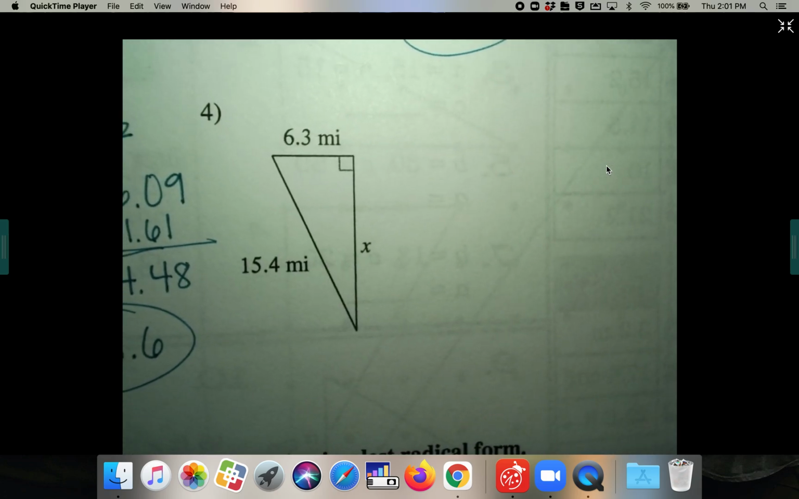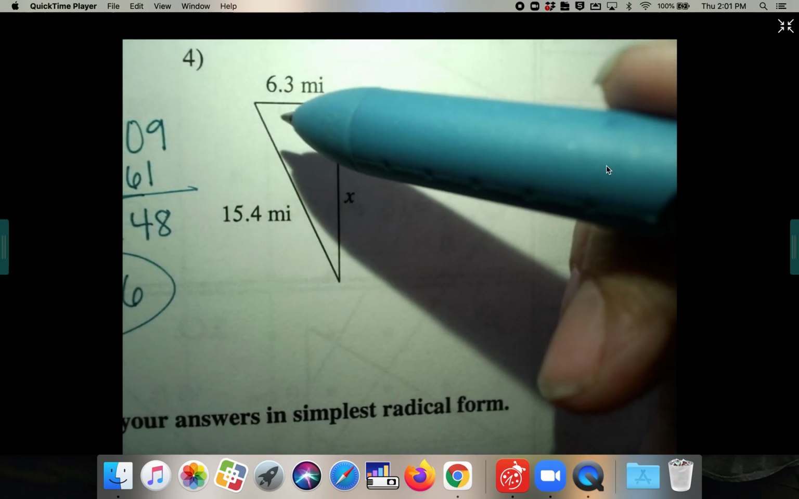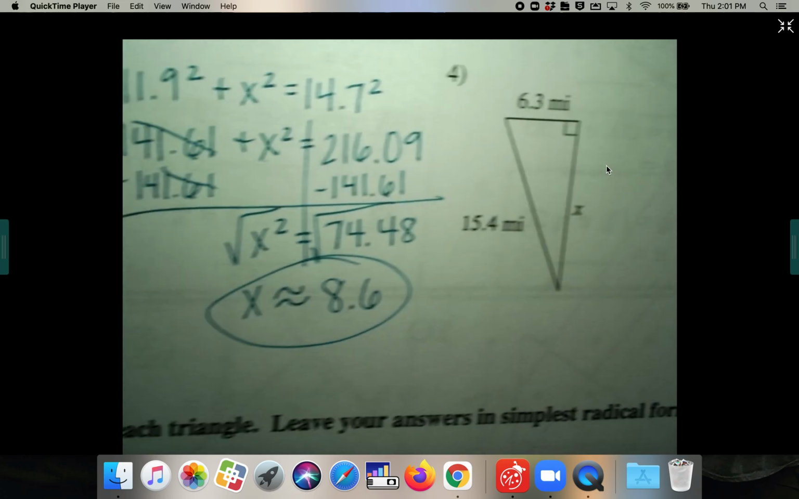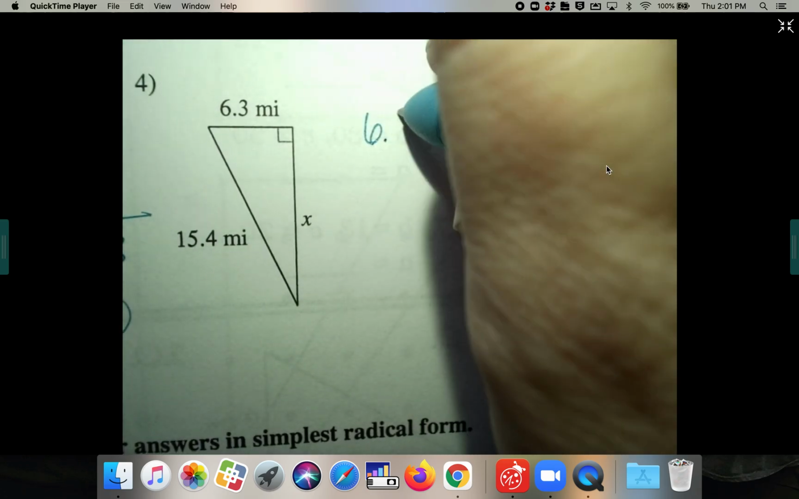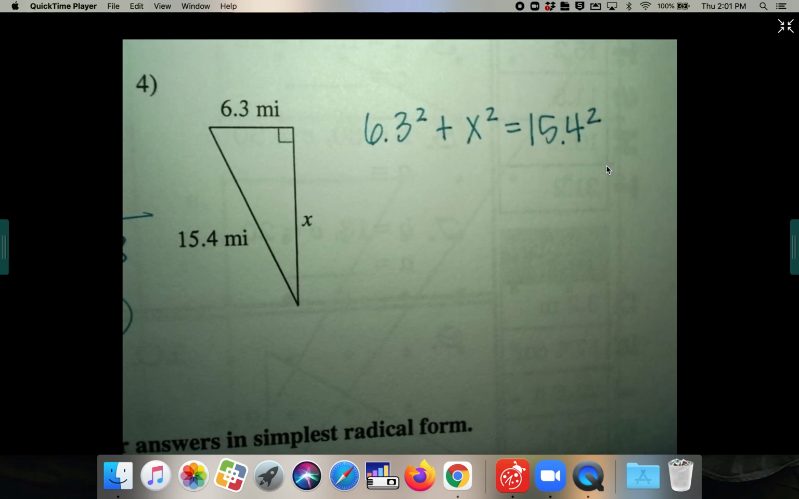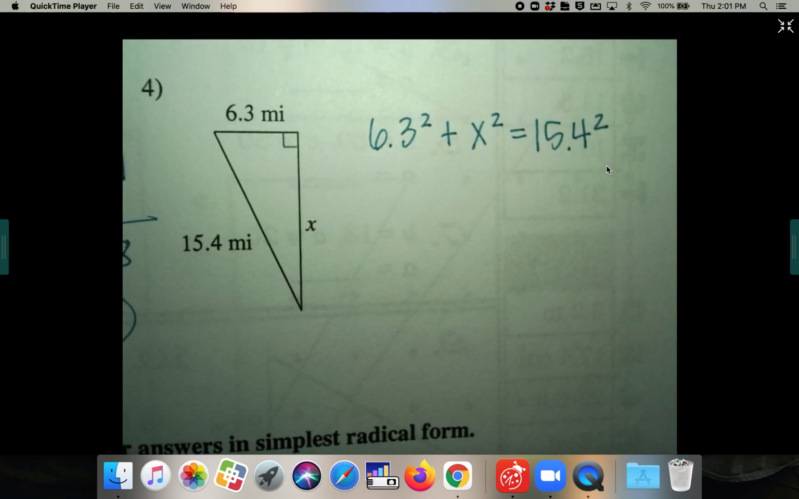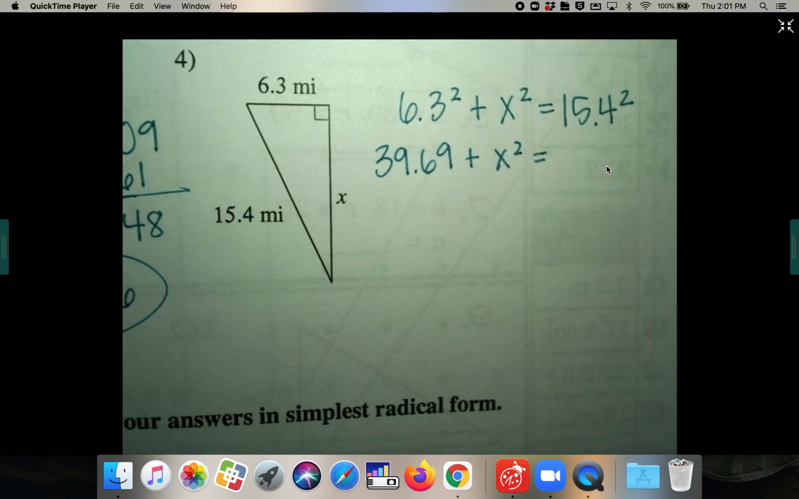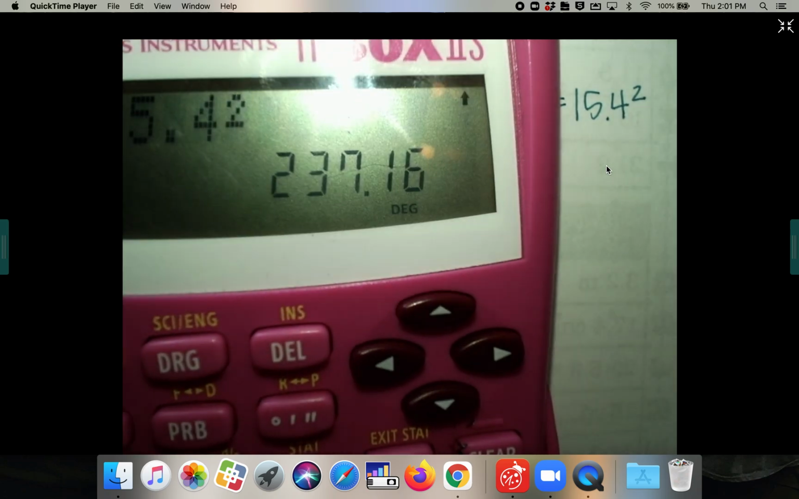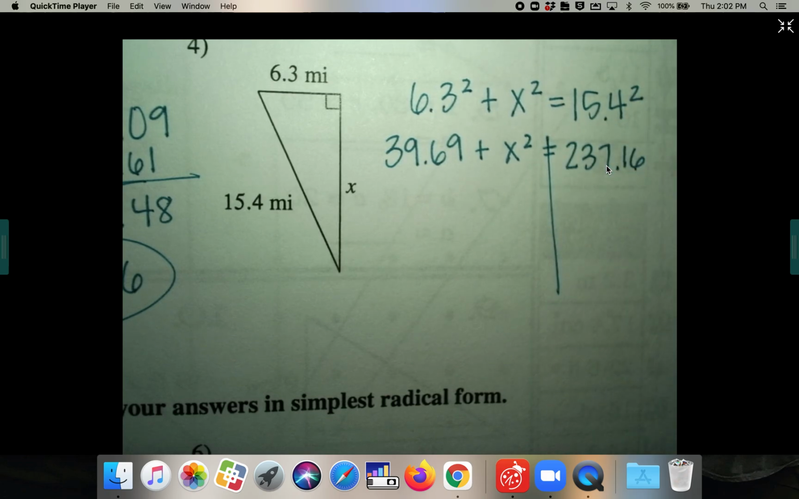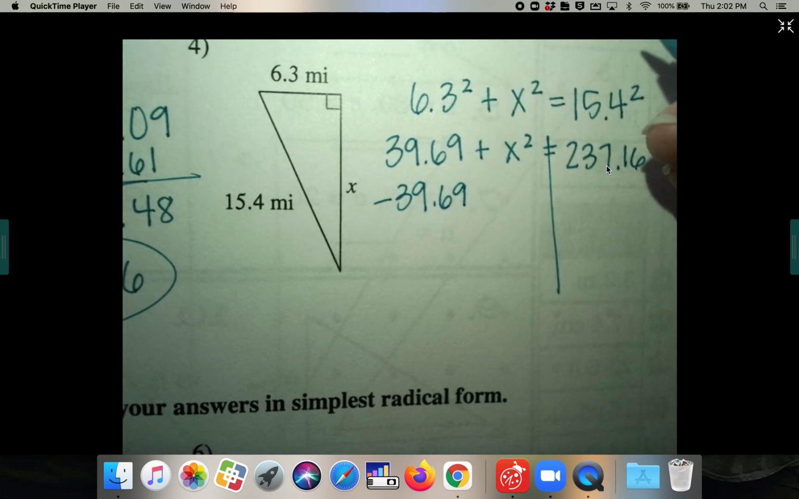Then let's try the last one of the top section. This time it gives us the hypotenuse, and it's exactly like number 3, so we're going to do it the same way. 6.3 squared plus an unknown squared equals 15.4 squared. 6.3 squared is 39.69, plus the unknown squared equals 15.4 squared, which is 237.16. So I'm just going to subtract this from both sides.